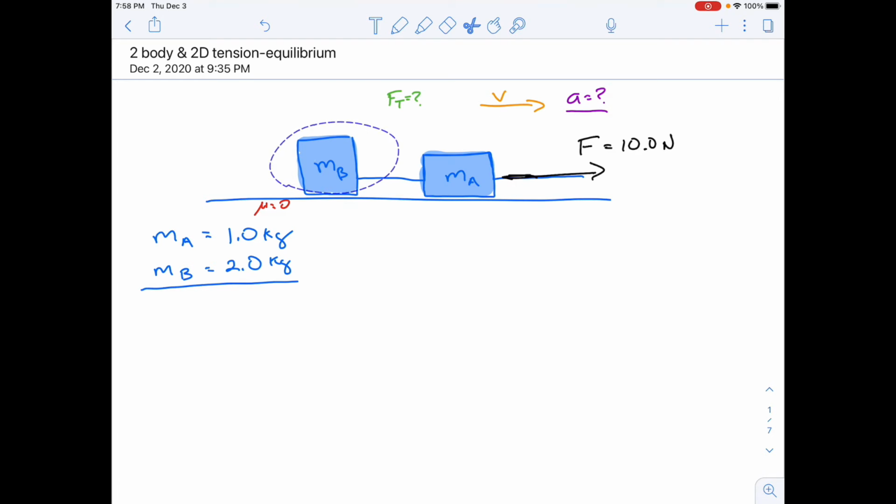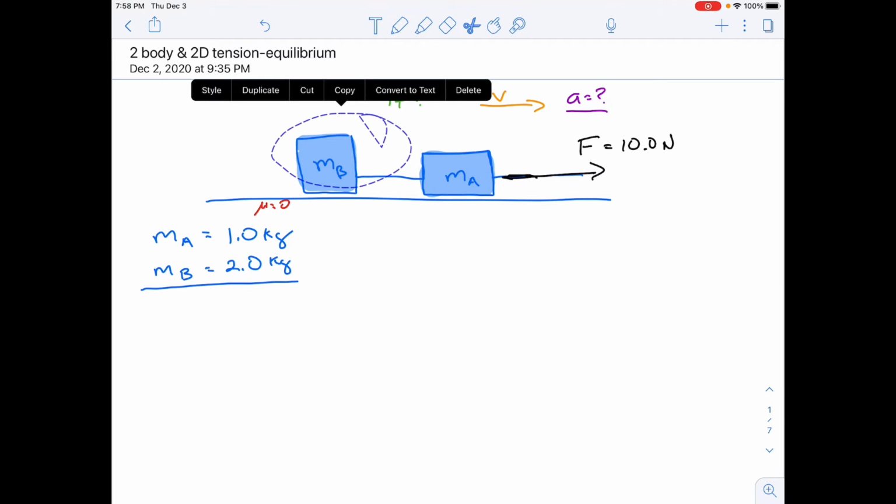Or they would travel and B would start getting away and smashing into A. We don't want that to happen either. So we assume that they travel in the same exact way.